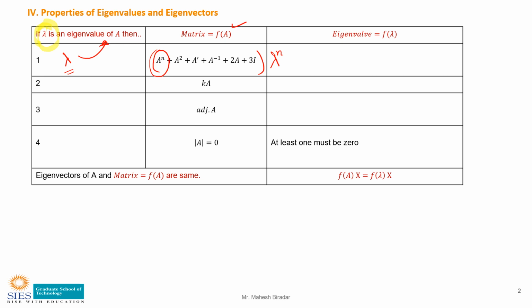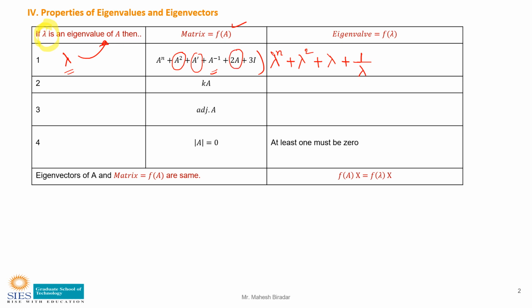Then you can see the second term is A square. What will be the eigenvalue of A square? Because lambda is an eigenvalue of A, lambda square will be the eigenvalue of A square. Then the third term is A dash, the transpose. The eigenvalues of A and A dash are the same, so here I have written lambda. A plus sign is there, that's the reason I have written plus; if minus is there, you can write minus, it doesn't matter. Then the next term is A inverse. The eigenvalue of A inverse will be 1 by lambda, because again lambda is the eigenvalue of A.